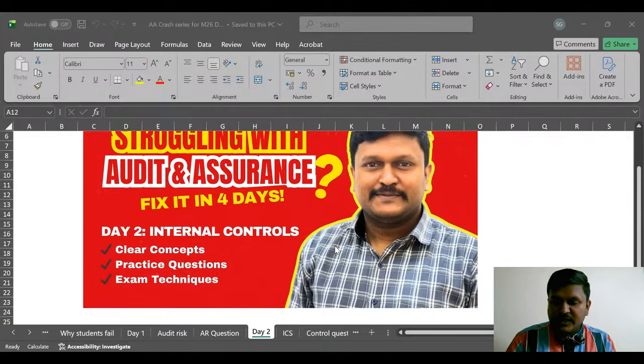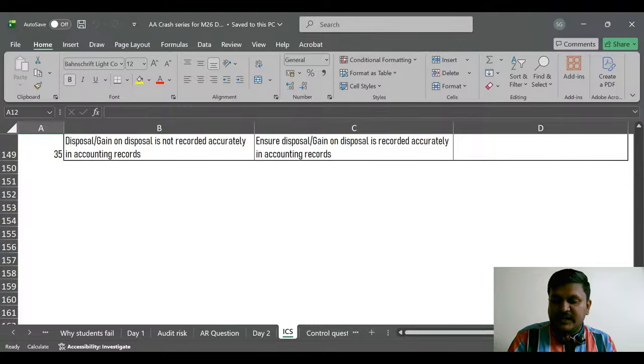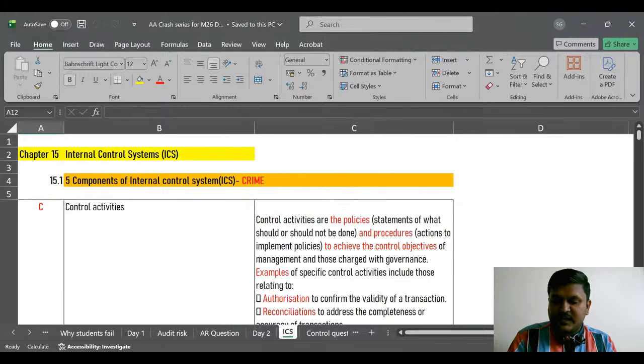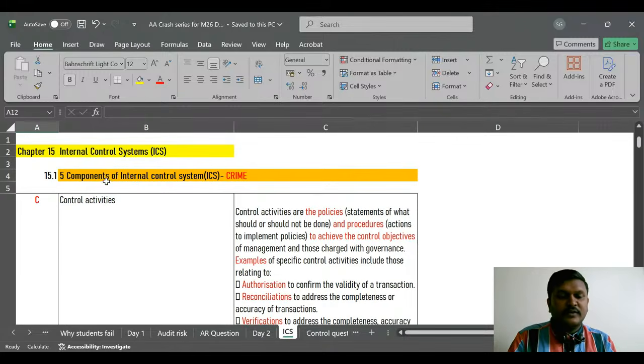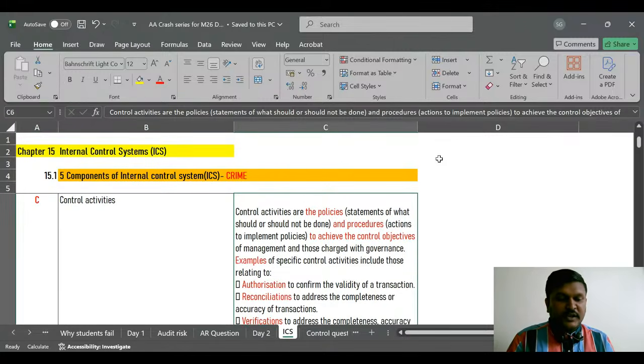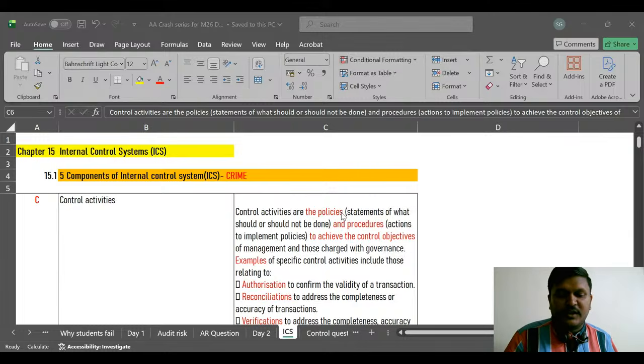Okay, so without any further delay, let's touch on the basic concepts and quickly move on to the question practice relating to this particular area. So for the internal control system, we'll be starting with the components of the internal control system. So what is CRIME? We'll have that CRIME relevant over here. So what is CRIME over here?